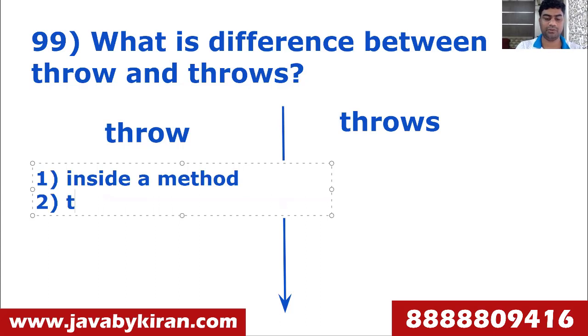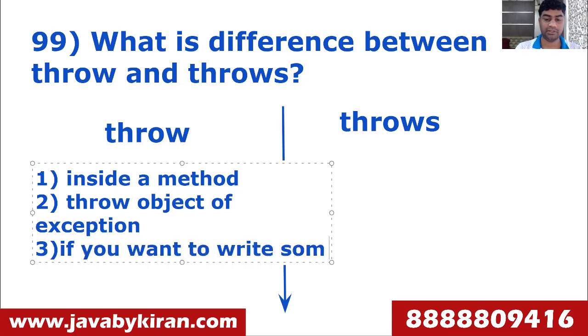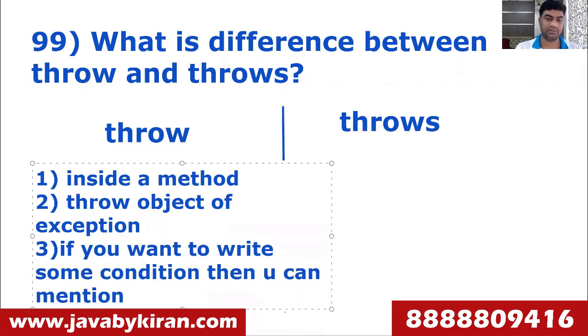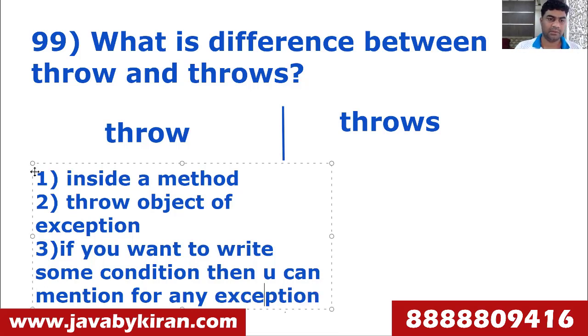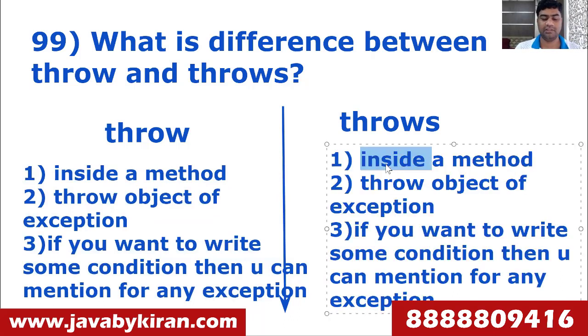Then with throw you need to throw an object of a class, an object of an exception. Then you can write some condition if you want, for any exception, because it is there inside a method. So like that, simple. Whereas throws is mentioned at the method signature.